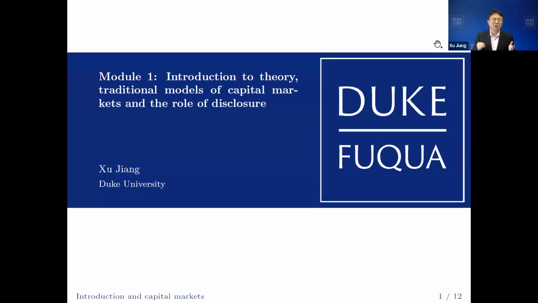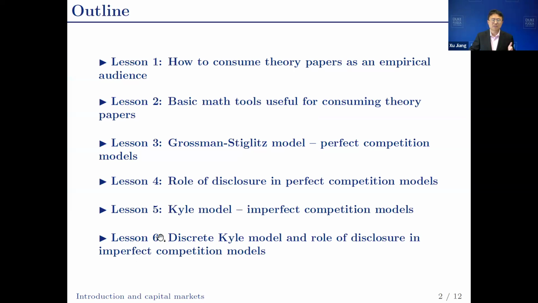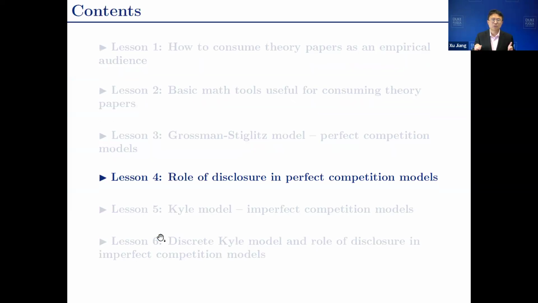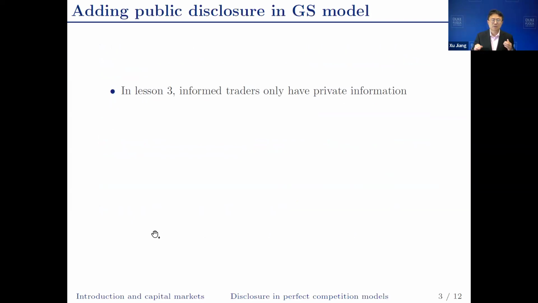Hello, everybody. In Module 1, I provide an introduction to theory, discuss traditional models of capital markets, and explore how disclosure affects various capital market outcomes. The module has 6 lessons. Today, we're focused on Lesson 4, how disclosure affects various capital market outcomes in perfect competition models.